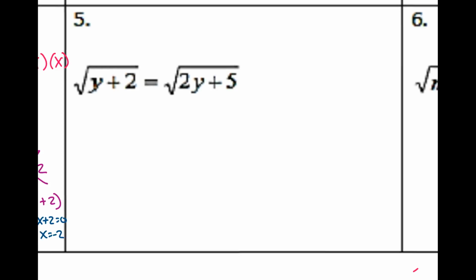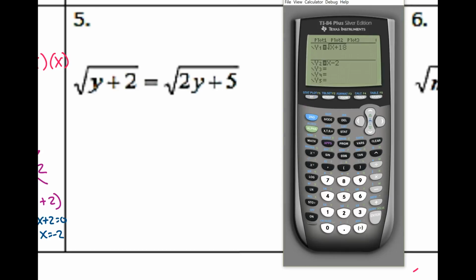All right. Number 5 is actually much easier than you think. What should we do first? First, graph to see how many solutions there are. Graph x plus 2 and 2x plus 5.